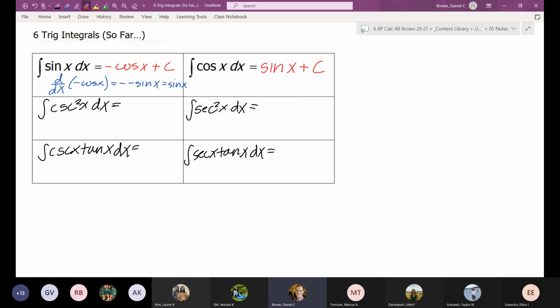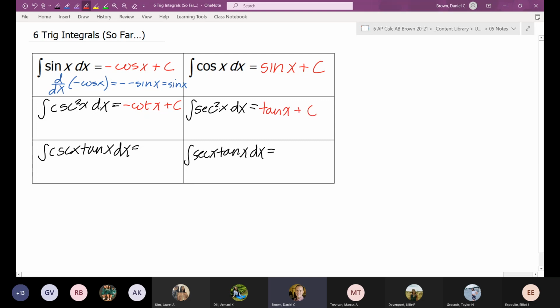You just want to think to yourself, hey, the derivative of something is cosecant squared. I know the derivative of cotangent is negative cosecant squared, so the integral of cosecant squared would be negative cotangent of x plus c. Then the next one, the derivative of what is secant squared? The derivative of tangent is secant squared, plus the c.